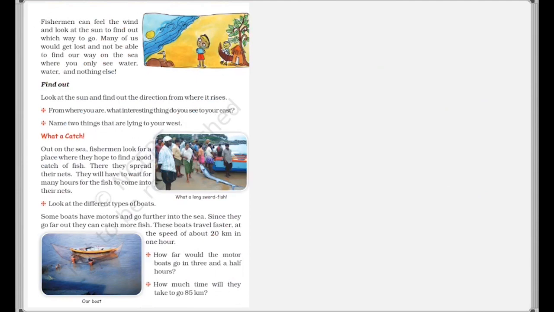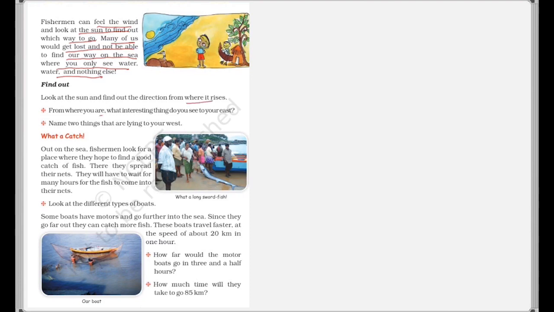Now, fishermen can feel the wind and look at the sun to find out which way to go. Many of us would get lost and not be able to find our way on the sea, where you only see water and nothing else. But these fishermen, they are able to find their way. Okay, so look at the sun and find out the direction from which it rises.